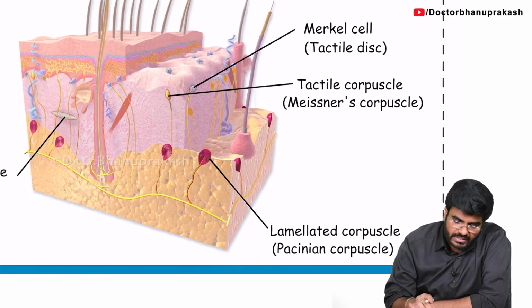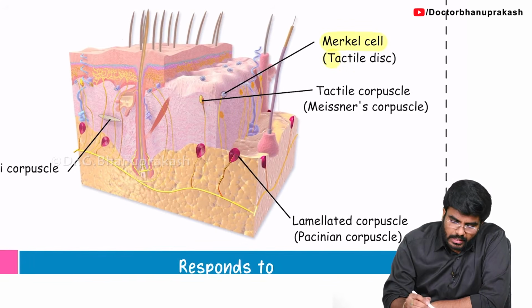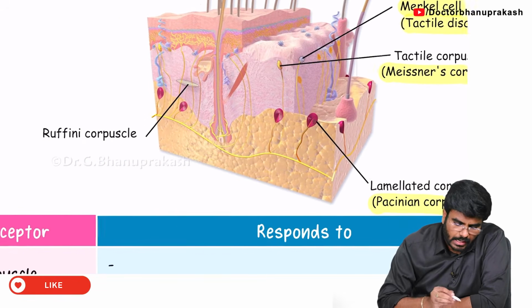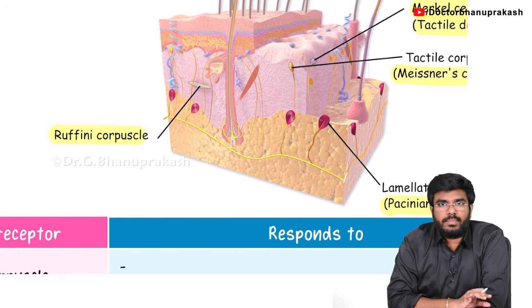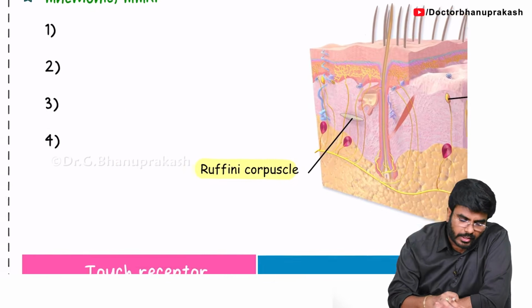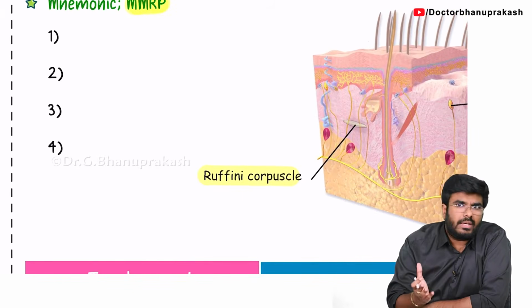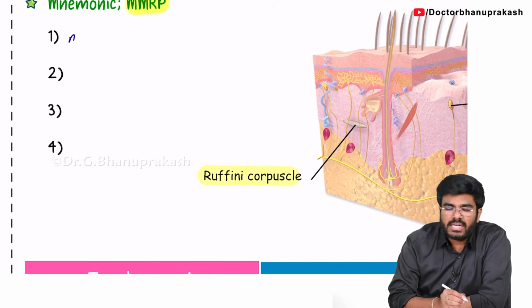Now first let's see what are the names of those touch receptors or tactile receptors. See, there are Merkel cells, Meissner's corpuscles, Pacinian corpuscles and Ruffini's corpuscle. All these are different types of touch receptors. Let me give you a mnemonic like MRP, or MMRP, like maximum retail price, something like that. So what does this MRP or MMRP stand for?